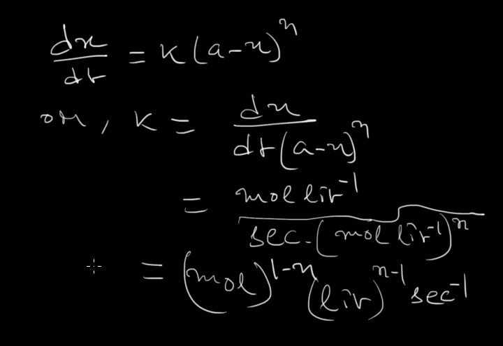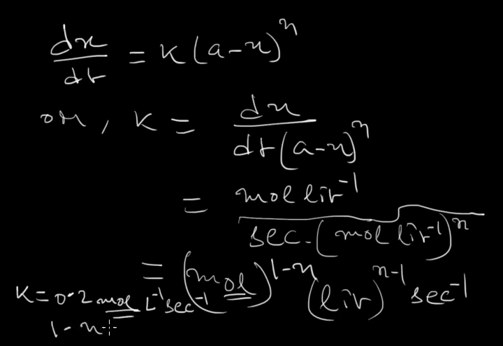This is a very important relation to determine the order of a reaction. As for example, if K is equal to 0.2 mole liter inverse second inverse, then what will be the order of the reaction? Comparing the power of mole in these two, we can write 1 minus n is equal to 1, because here the power of mole is 1 and here the power of mole is 1 minus n. So 1 minus n is 1, therefore n equal to 2.